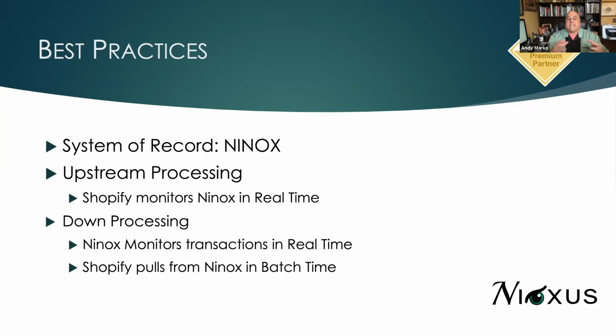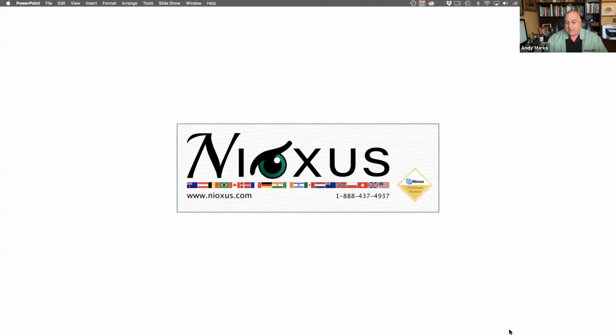So it's important to keep track of when things are going to happen and who's going to be in control of the timing. To that end, we recommend that the integration from Shopify up to Ninox be real time, and the integration from Ninox down to Shopify be batched or be manually triggered once a human being has verified and validated that all of the things that need to happen have happened.